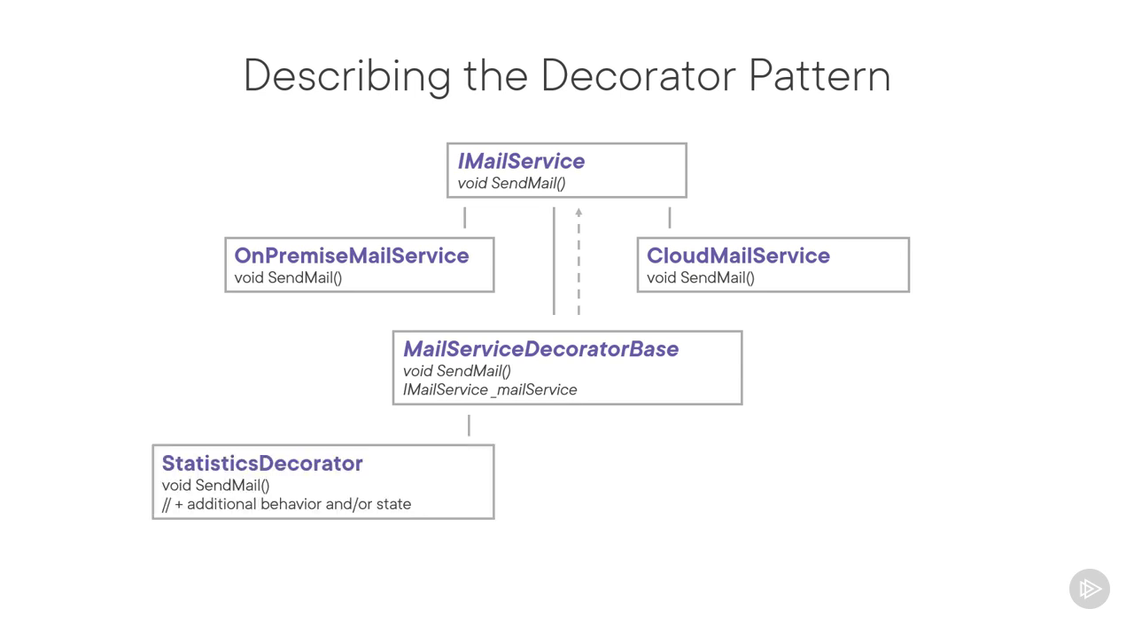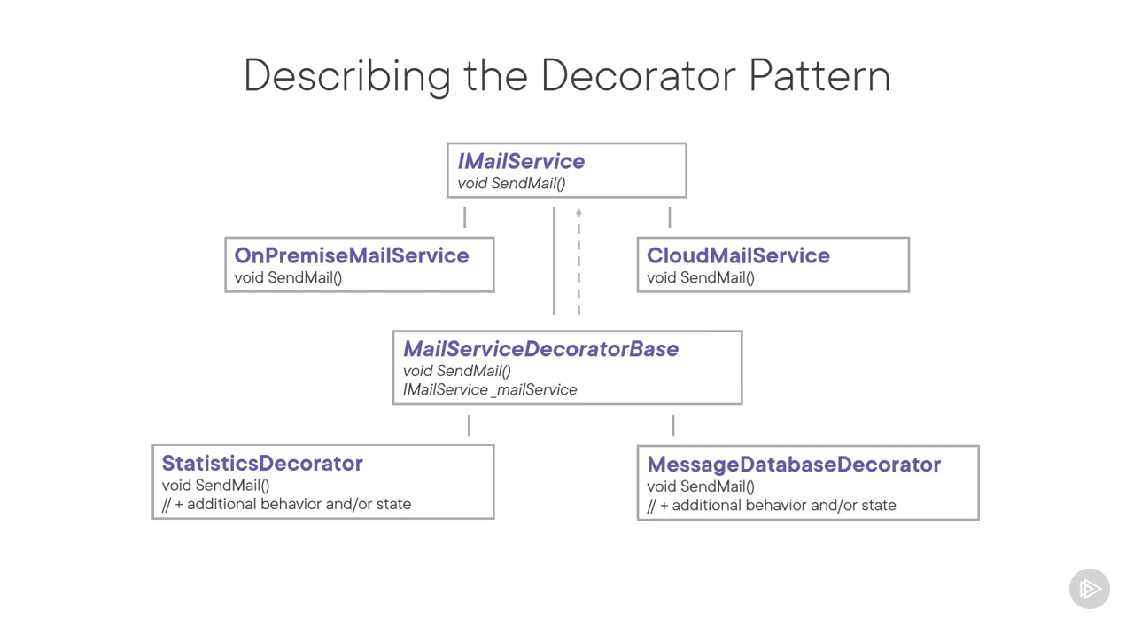We could have a StatisticsDecorator that derives from MailServiceDecoratorBase, calculates some statistics and then calls into the SendMail method. We could have a MessageDatabaseDecorator which stores all the messages that are being sent in a database, and so on. Instead of directly calling, for example, CloudMailService.SendMail, we can now call StatisticsDecorator.SendMail or MessageDatabaseDecorator.SendMail.